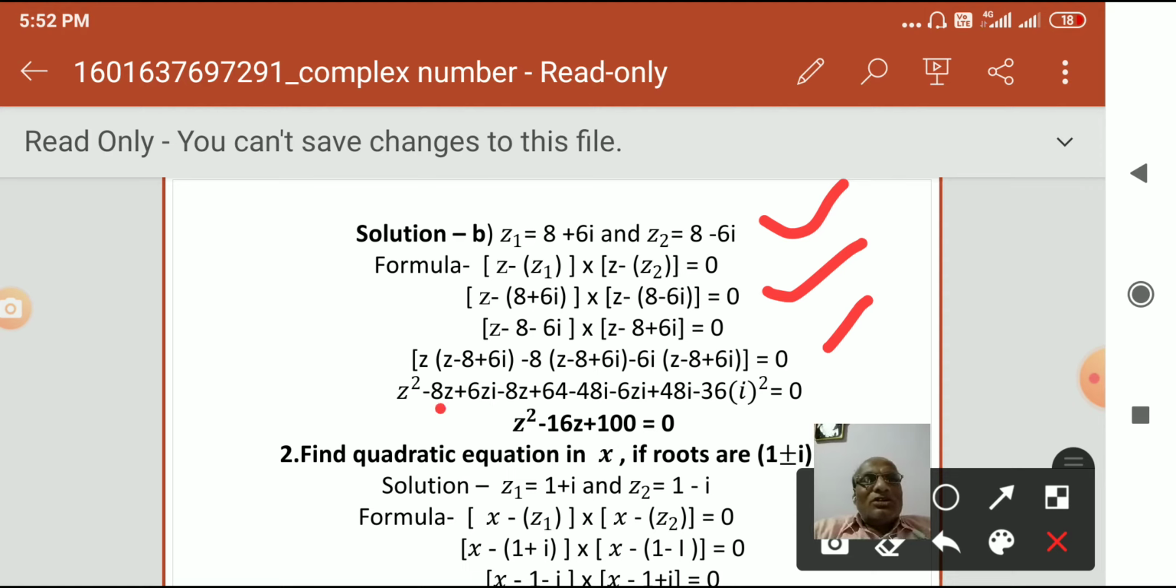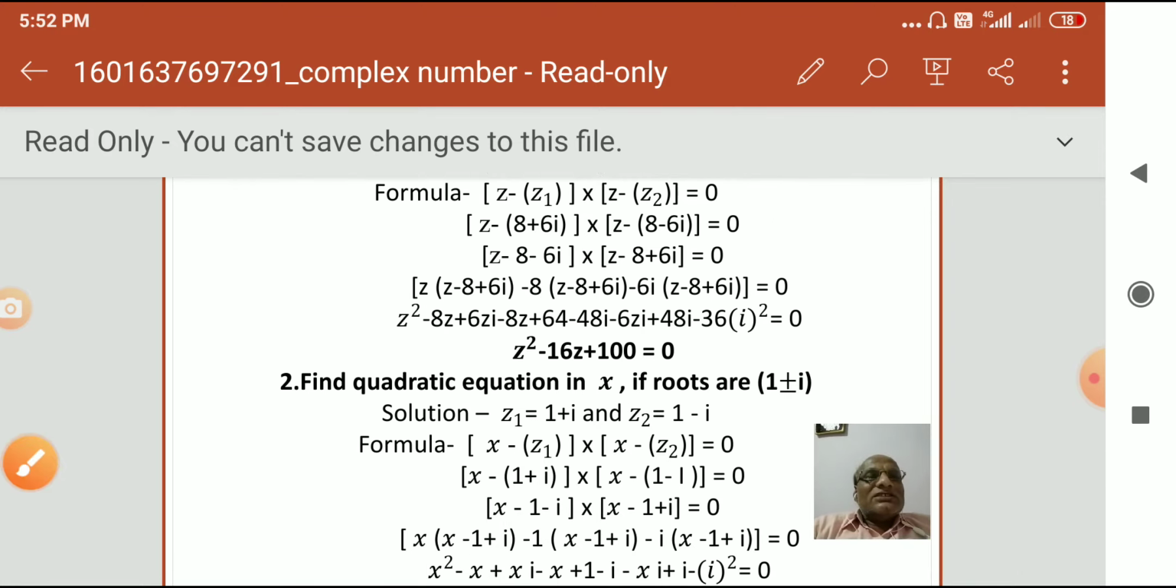So we can solve this. First is z square; minus 8z double term, so minus 16z; then the plus and minus terms get cancelled and only 64 plus the last term, that is i square with a minus sign, so this becomes plus 36, so 100. So we get the quadratic equation in z, that is z square minus 16z plus 100, which is equal to 0.